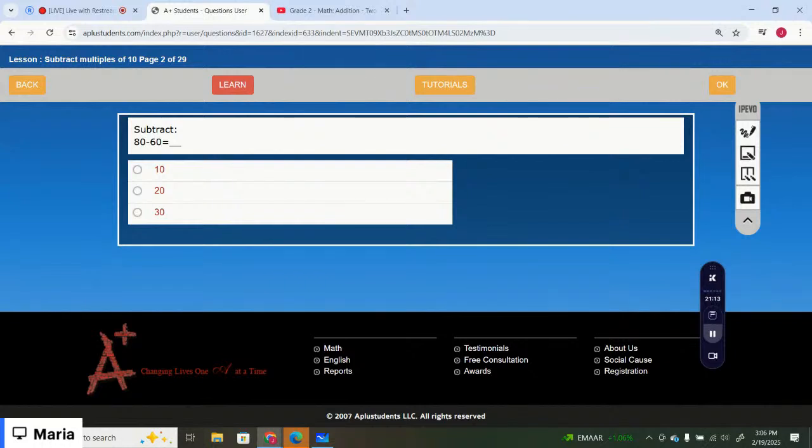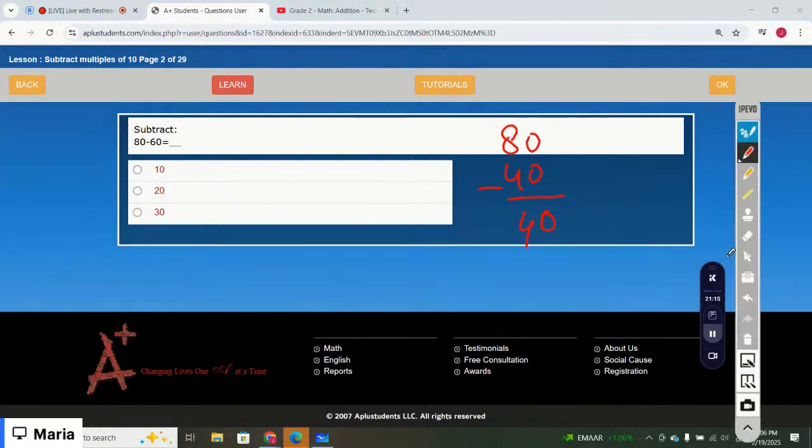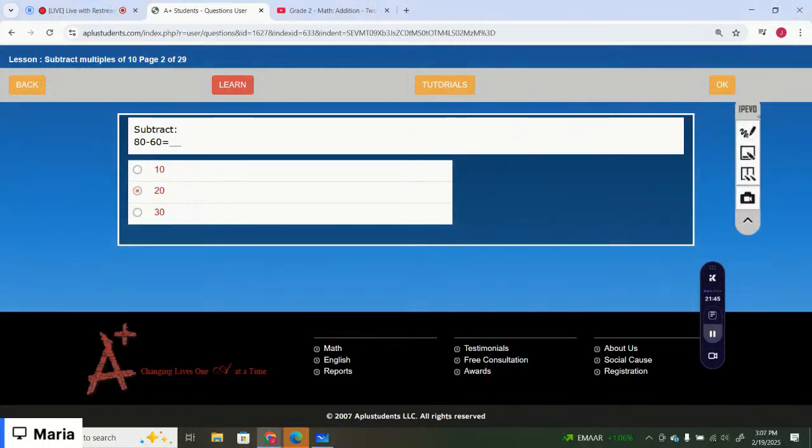80 take away 60. 0 take away 0 is 0, and 8 take away 6 is 2. So 80 take away 60 is 20. Option number 2 is the correct option. That is 20.